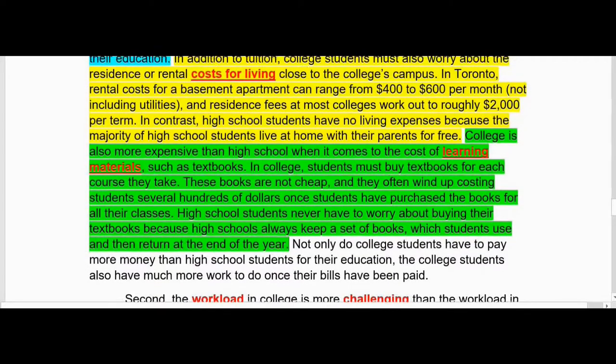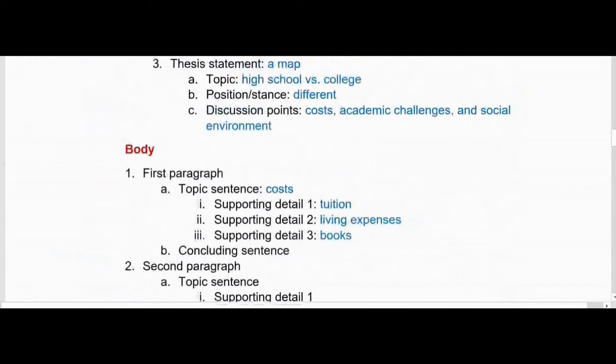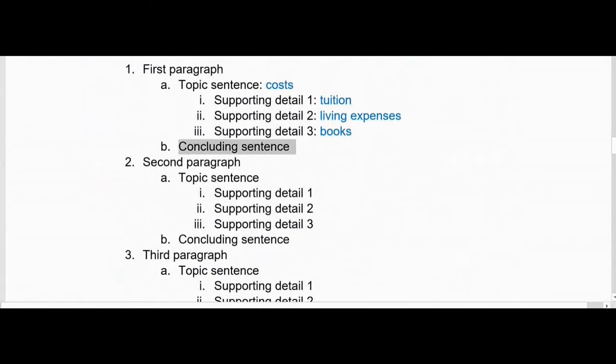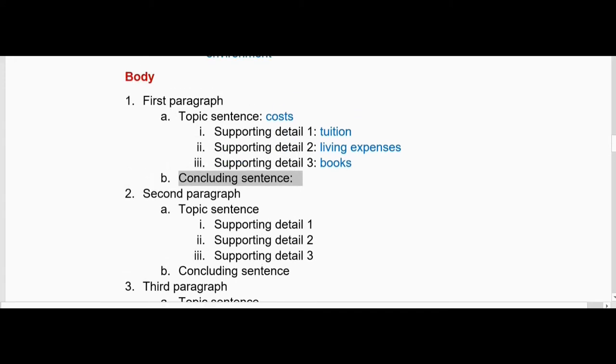Now the last element in a body paragraph, and this is usually included, is not mandatory, but it gives more interest to the essay. It makes it more formal, and also it can serve as a bridge between this paragraph and another paragraph. Now we need a concluding sentence. This concluding sentence is about the first body paragraph. It's not the conclusion of the essay. It's only for this first paragraph.